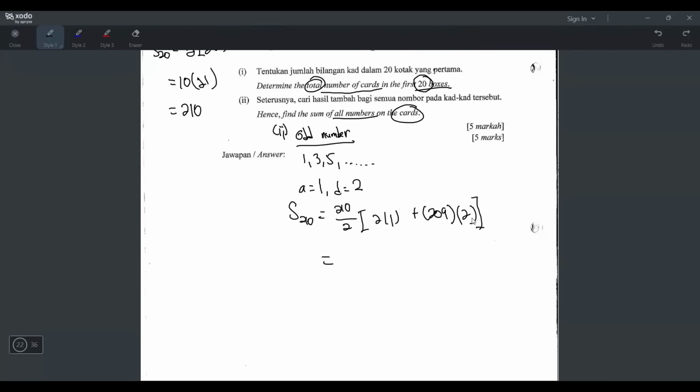So 210 divided by 2 is 105. And then 2 plus 209 times 2 is 420. And then when you multiply, you get 44100. Okay.